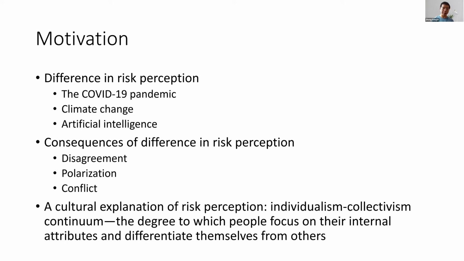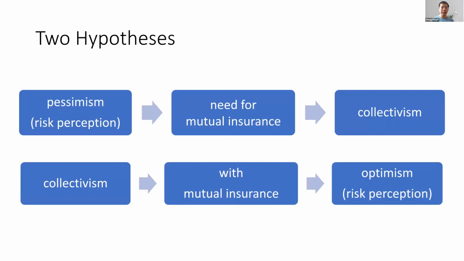Okay, so we're mostly interested in two different hypotheses, and both hypotheses center around an observation that a social group tends to provide a sense of mutual insurance for its members and provide them protection if people are in need. So on one hand, when people are more pessimistic, which can be seen as a form of risk perception, then perhaps they have a greater need for mutual insurance.